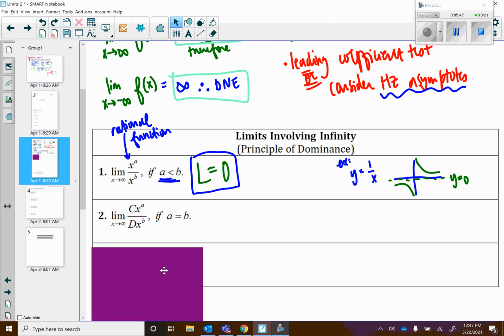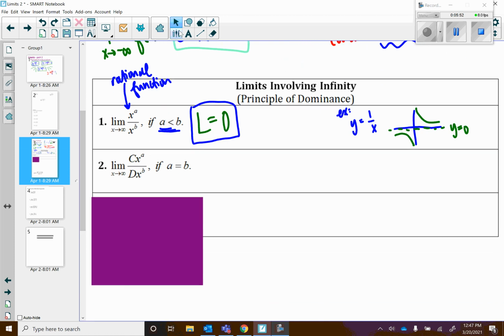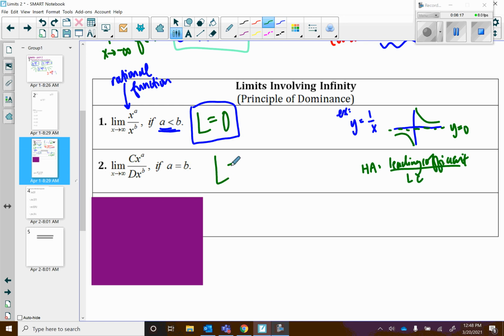What about a different case? What if we have some rational function again, where the numerator and denominator have the same degree? A is equal to b. Well, once again, we think back to what we remember about horizontal asymptotes, and in this case, the horizontal asymptote is at the leading coefficient of our numerator divided by the leading coefficient of our denominator. That means our limit is going to be equal to whatever these coefficients are. In this case, we'd say c over d, but of course it depends on the problem that we're actually looking at.